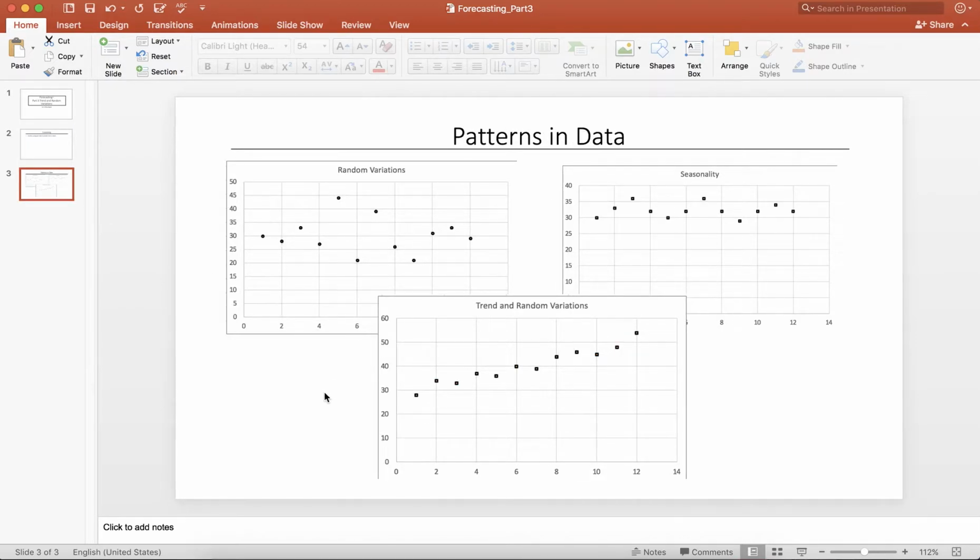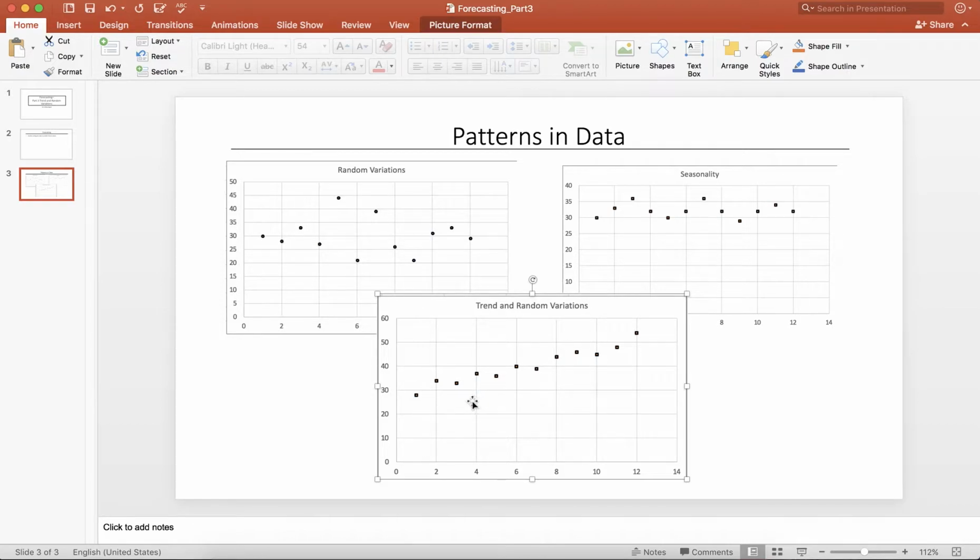There can be different types of patterns when you look at the time series graph for your data set. You might have random variations like the one on the top left here. You might have some sort of seasonality, which means that in certain seasons of your time horizon, you are seeing this pattern in which there are increases, decreases, then increases and decreases again, and so on. The last one that I listed here is the trend and random variation.